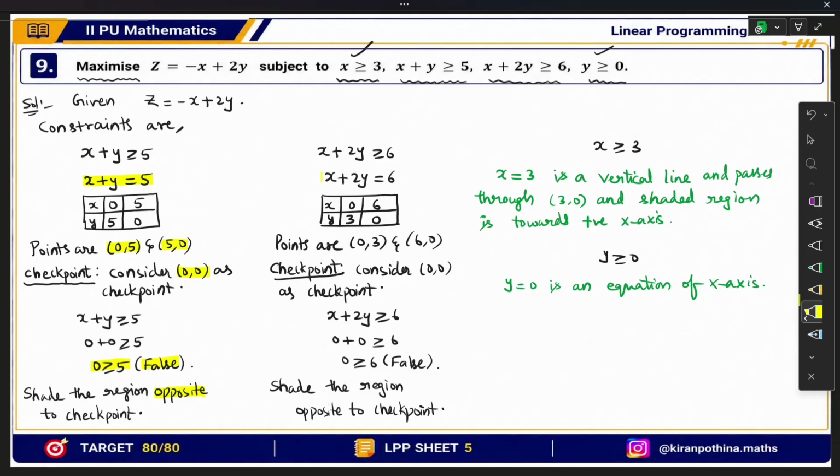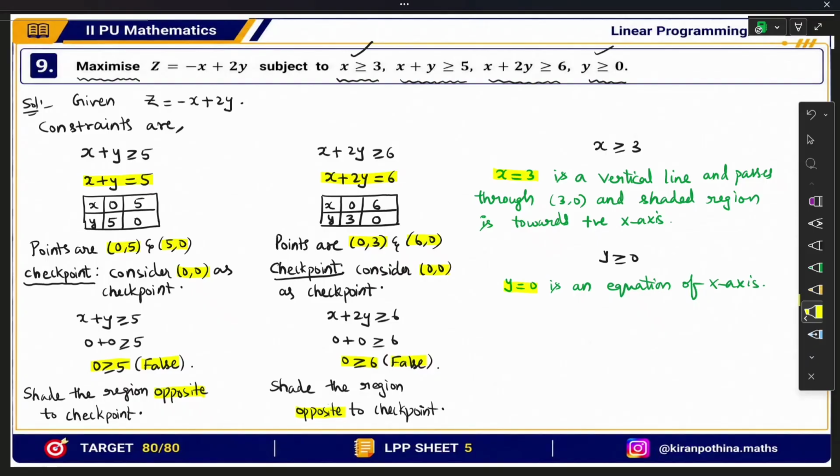Now coming to the second line, x plus 2y equal to 6. When x value is 0, y value is 3; when y value is 0, x value is 6. We will consider 0 comma 0 as our checkpoint. When we substitute, we got 0 greater than or equal to 6, which is false. False means opposite to the checkpoint. Then comes the next line, x greater than or equal to 3. So x equal to 3 is a vertical line and passes through point 3 comma 0. Next, y equal to 0 is the equation of the x-axis. So this is about the theory part.